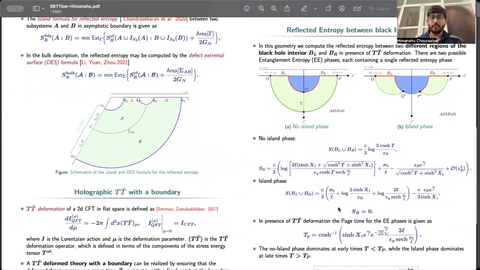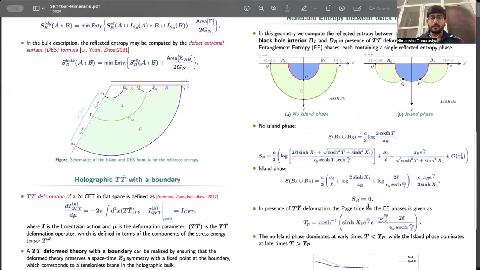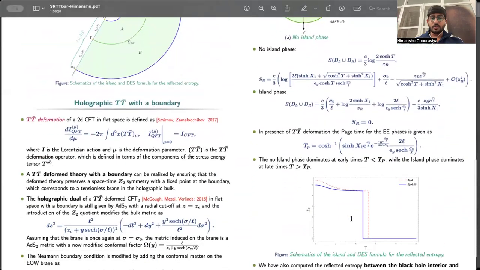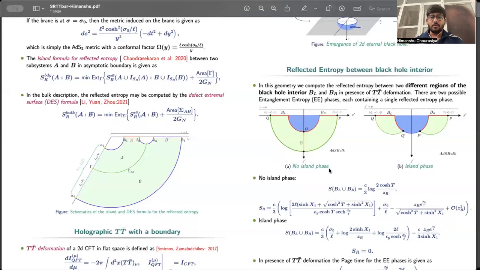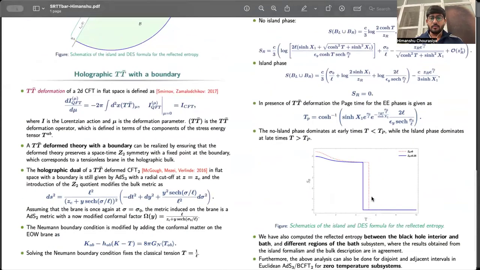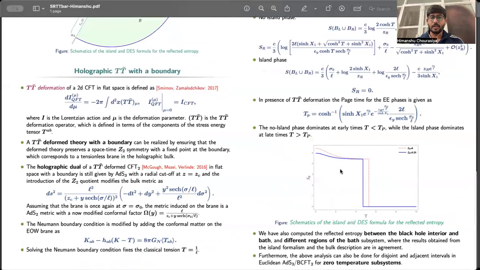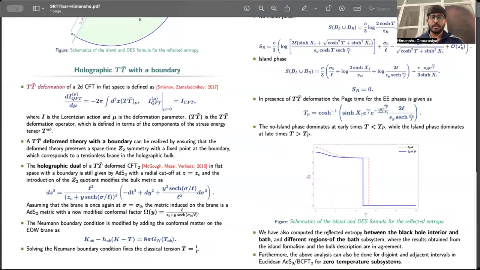Now, in the presence of the TTbar deformation, the Page time for the entanglement entropy phases is given by this equation. And in this work, we also plotted the Page curve for these black hole interior subsystems. Initially, before the Page time, the no island phase dominates, but after the Page time, the island phase dominates. In this work, we also computed the reflected entropy between the black hole interior and the bath subsystems and different regions for the bath subsystem, and we find an exact agreement between these results. We also computed the reflected entropy for the disjoint and adjacent subsystems at zero temperature for this TTbar deformed CFT2.